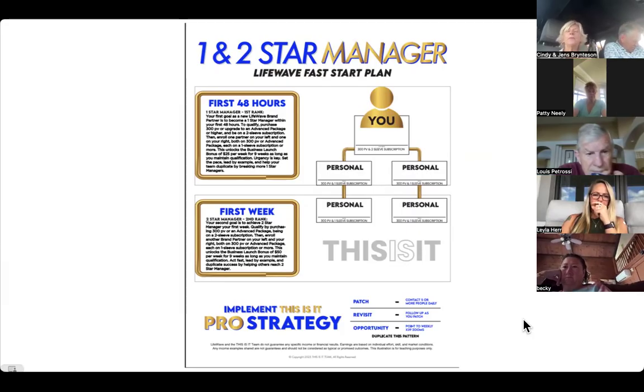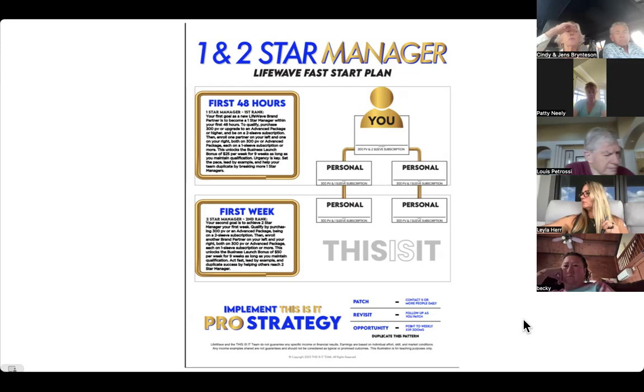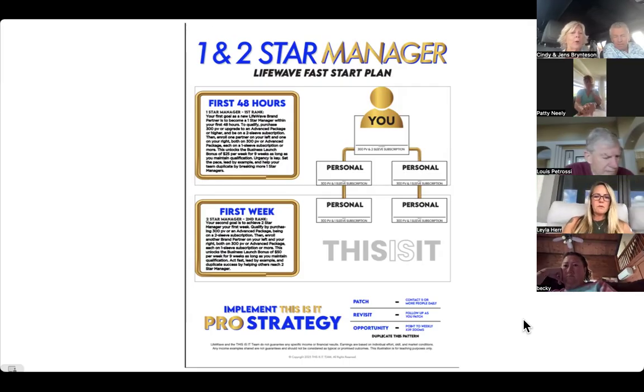So if we get this down and we make it clear and we keep it simple, because that is exactly what it is. Remember when Javi Solis used to say, manager making machines. If we get this down to be 1 star manager making machine and 2 star manager making machine, you're going to see your business explode. It's going to happen. Any other questions on 1 and 2 star manager?